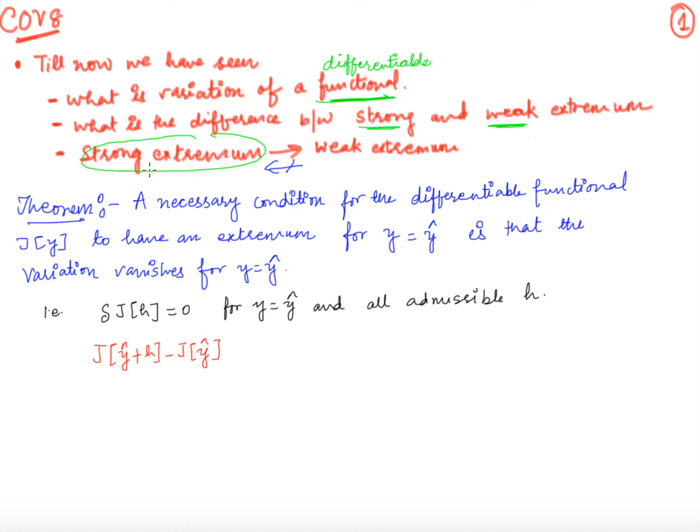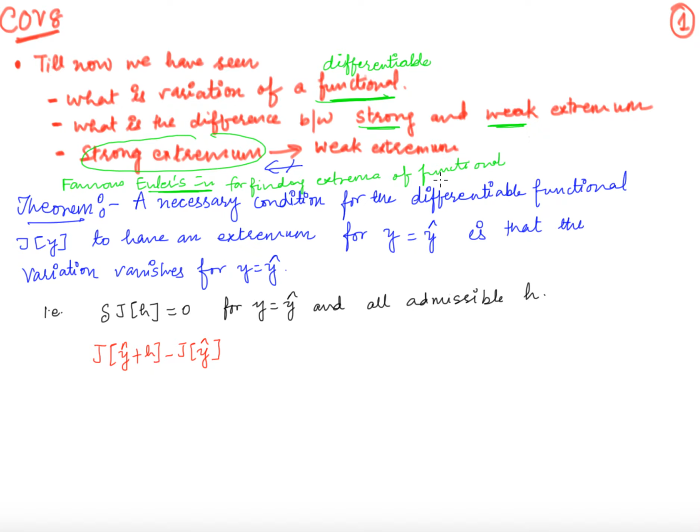So where we are heading now is towards the famous Euler's equation for finding extrema of functionals. Okay, this is our aim now. We want to derive the Euler's equation for finding extrema of a functional. That is a necessary condition for extrema of a functional.